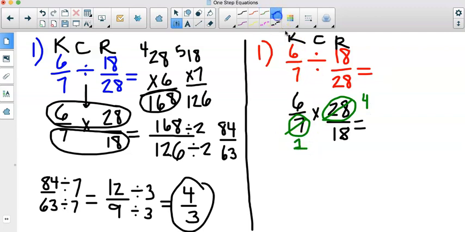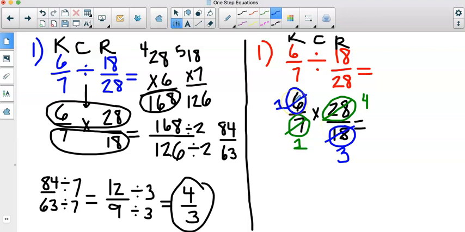Then I'm going to choose a different color, and I'm going to reduce diagonally the 6 and the 18. 6 and 18 are both able to be divided by 6. 18 divided by 6 is 3. 6 divided by 6 is 1. So now I've reduced diagonally the 6 and the 18.